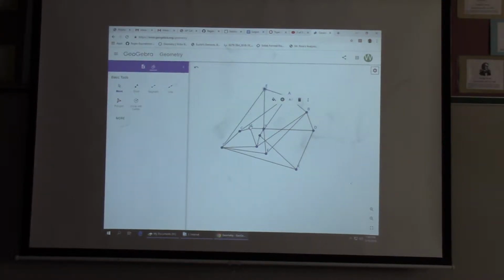Well, G has a lot of connections. G has like 5. What else? G has degree 5. H has degree 5.